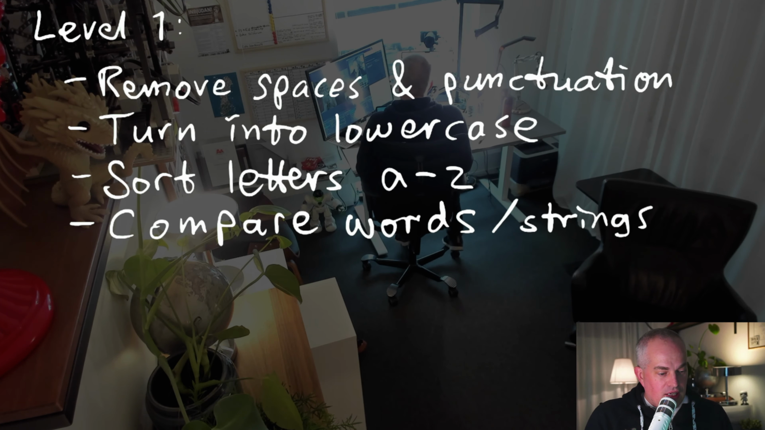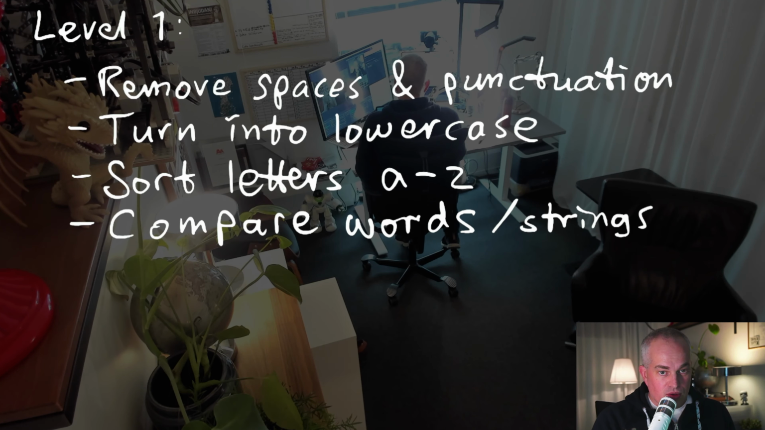Okay, so this is the idea. For level 1, we compare if two strings are anagrams of each other. And we said we should disregard spaces and punctuation. So we remove all spaces and punctuation. Then we turn it into lowercase because we don't care if it's uppercase or lowercase letters. And then we sort them within each word, A to Z. And after that, we can just compare the two words and strings. If whatever is remaining are exactly the same strings, between string 1 and string 2 after these modifications, then we know it's an anagram. That is the idea.